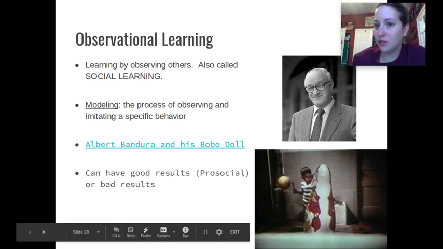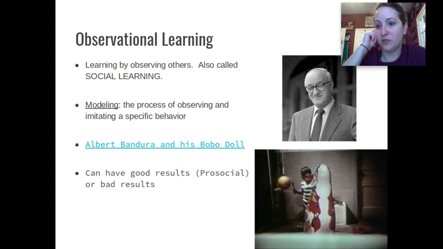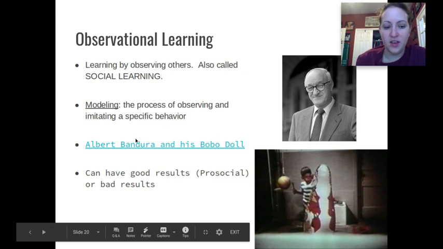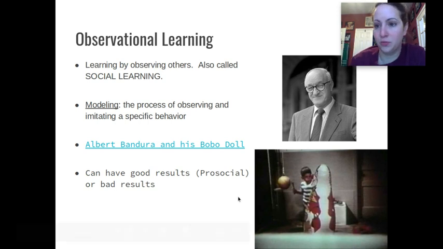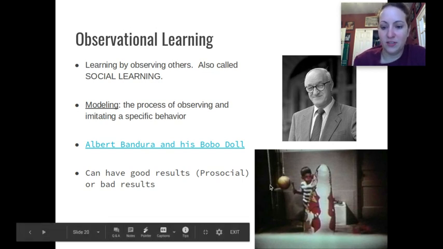So this can have good results. You see someone holding the door open for someone else, you're more likely to do it and copy that behavior. That's pro-social. That's good results. Obviously, you can have bad results, like the Albert Bandura experiments. We see violence, we're more likely to be violent. Those would be antisocial results. So pro-social is going to be beneficial for people, while antisocial is going to have negative consequences.